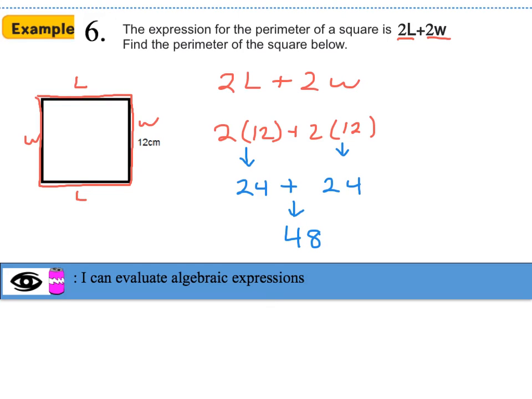But because this is dealing with perimeter, I have to write 48 centimeters. In the last problem I wrote centimeters squared, but that's because it was area. This is not area, so I'm going to just keep it as 48 centimeters. So the perimeter around the entire square is 48 centimeters long.